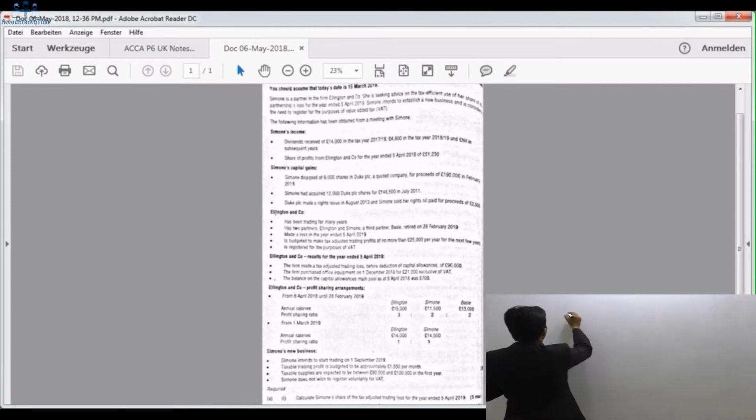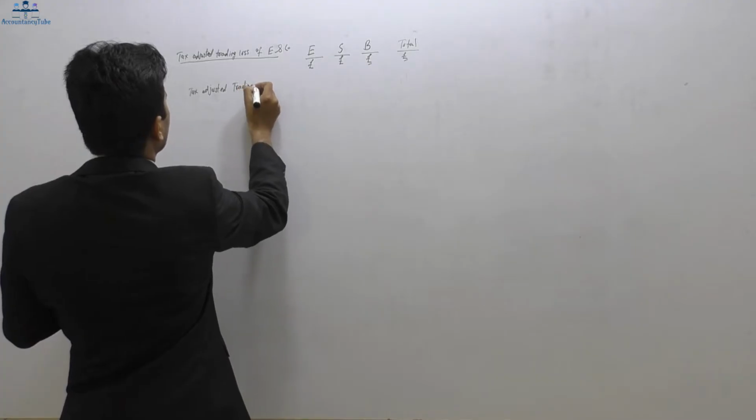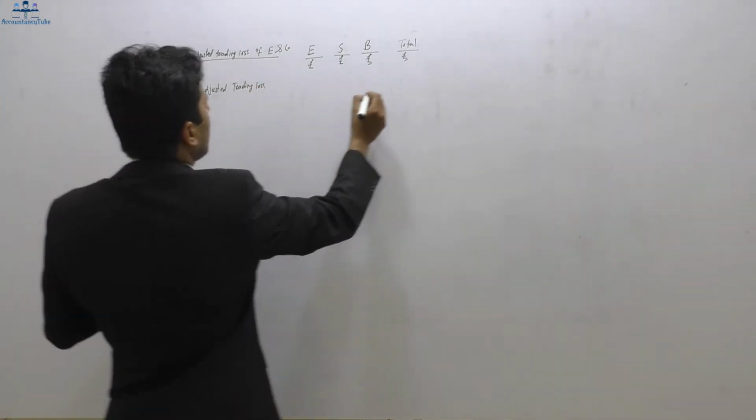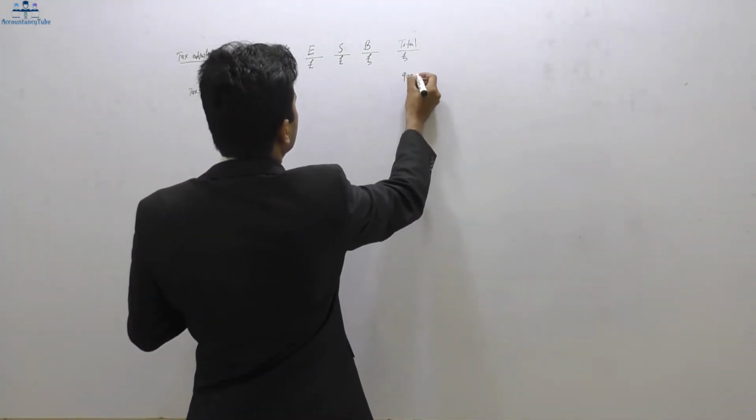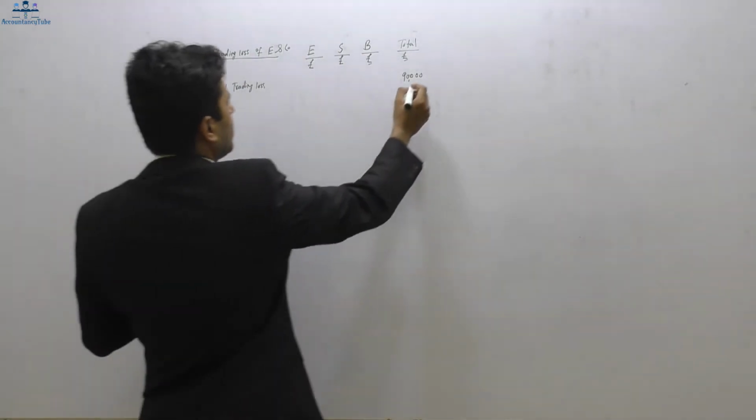So, the tax adjusted trading loss of the partnership. Trading loss is £90,000. Right, so that is a £90,000 loss.